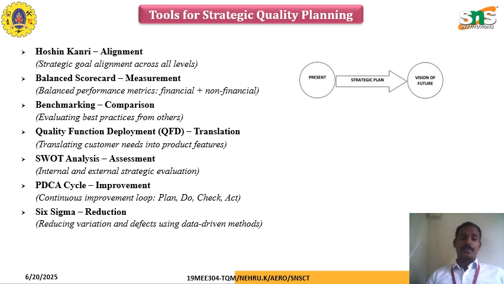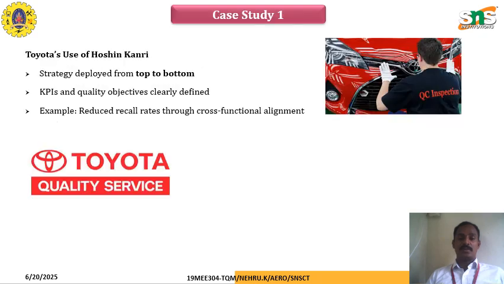Product development cycle improvement, or continuous improvement, helps us to plan, do, check and act. Finally, Six Sigma reduces variations and defects using data-driven methods of strategy quality planning. Now we'll discuss a case study on Toyota and its use of Hoshin Kanri.